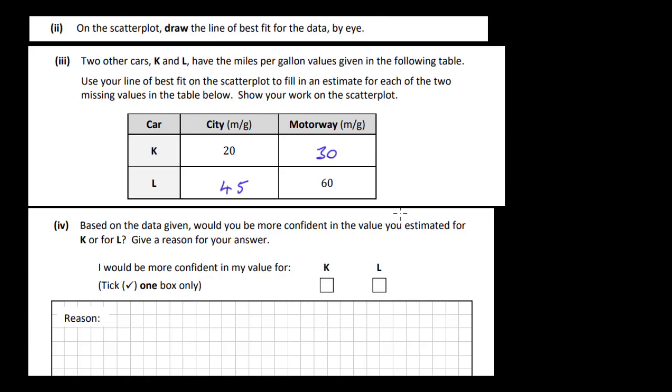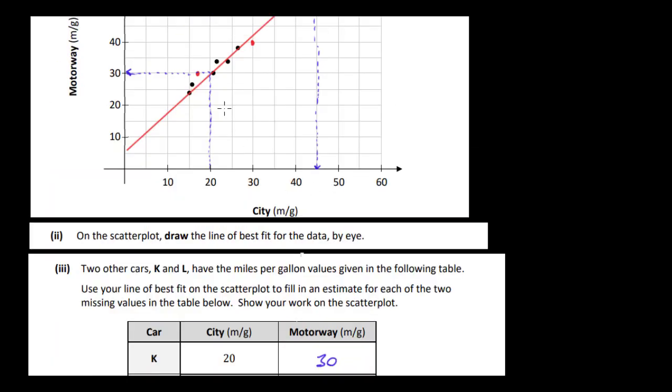Okay, so let's see. Based on the data given, would you be more confident in the value you estimated for K or L? Give a reason for your answer. So K, it was the first one. That's this one here. And L was the second one. I would be more confident for this one here, I think, because it's in amongst all this data here. This one here is outside the data. We really don't know what's going to happen up along here.